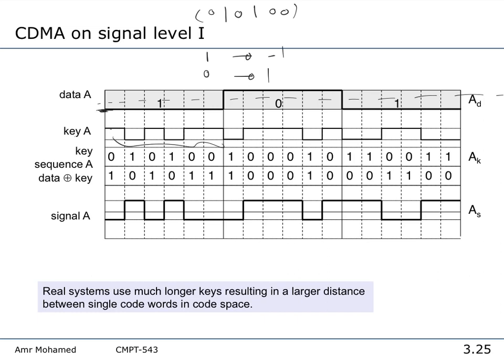So sending 1 bit requires 6 clock cycles, which means that you can facilitate the transmission of 6 different nodes to send at the same time. So you can have a composite signal of 6 different signals from 6 different nodes. So that's the key here.